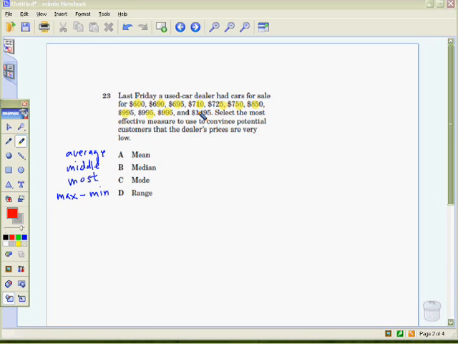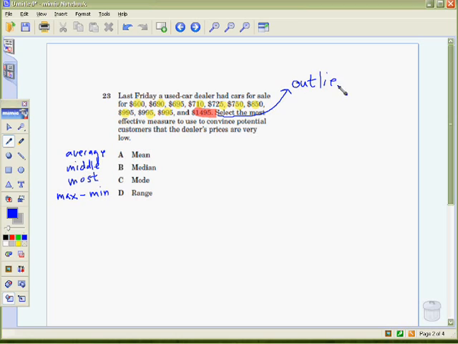Now, when we do get to this number here, $14.95, that's quite a bit higher than the rest. So we don't need to know this for this problem, but for your information, that $14.95 would be an outlier. It's one of the numbers that is way outside of the range of most of the other data.